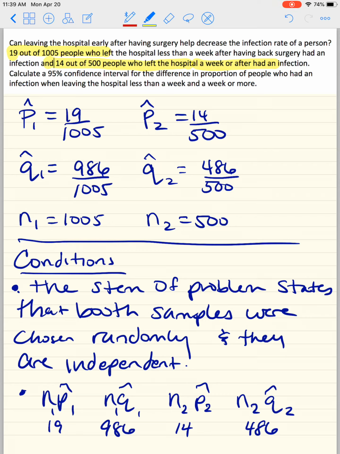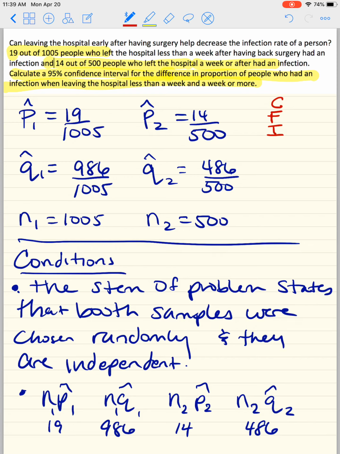So there's two groups here. There's a group of people who left before a week, and there's a group of people who left a week or after. Calculate a 95% confidence interval for the difference in the proportion of people. This part here will help you write your conclusion. Remember that for all confidence intervals, there are three steps: conditions, formula, and then interpretation.